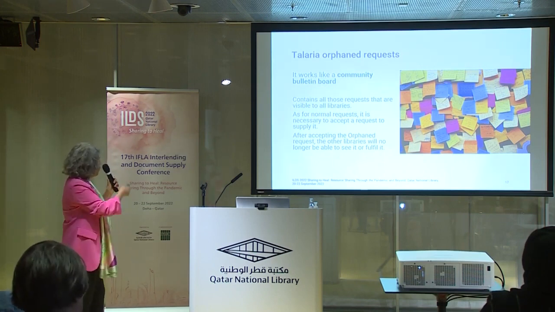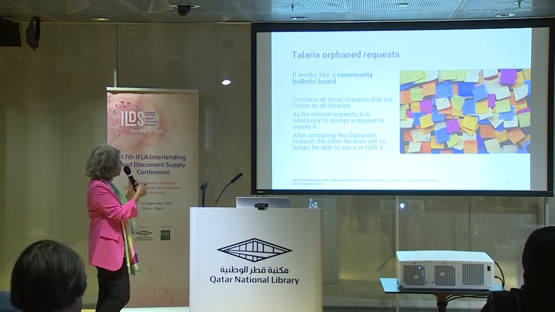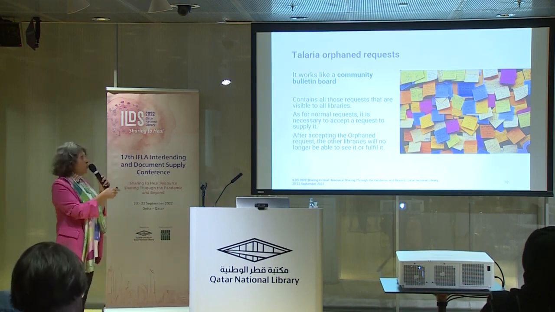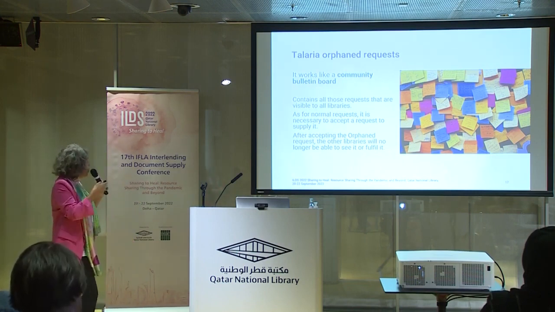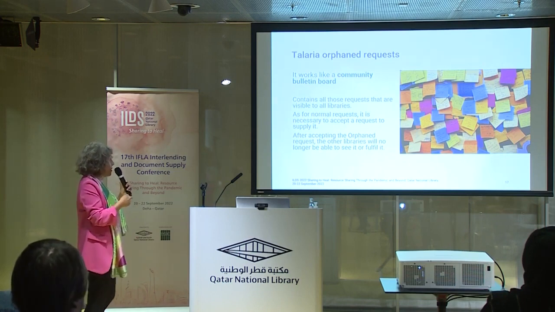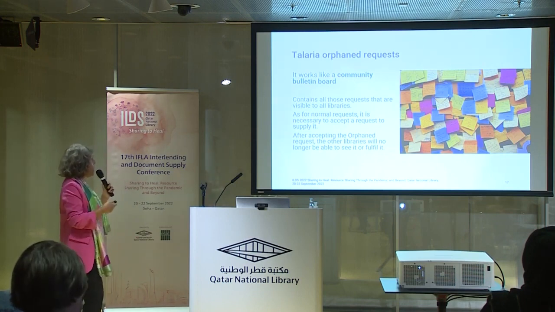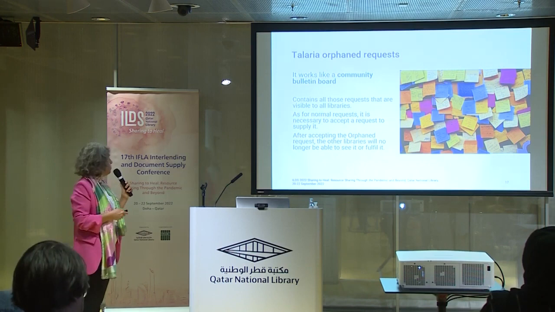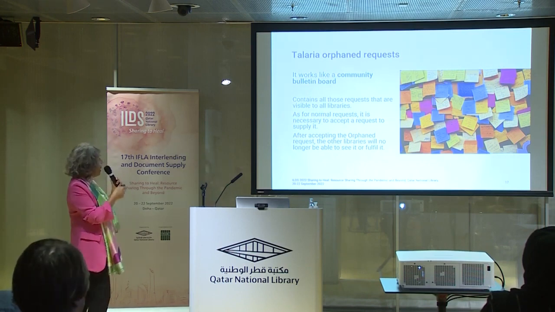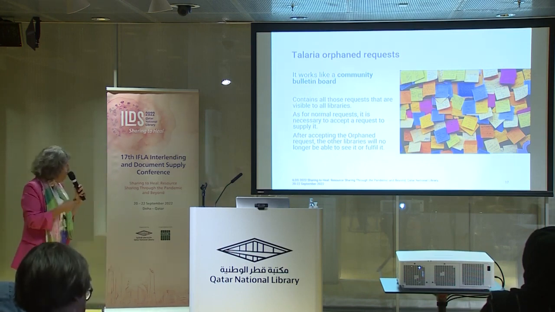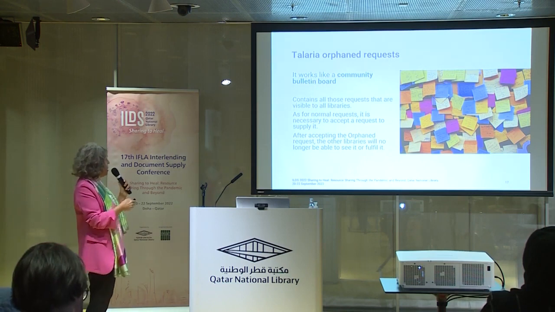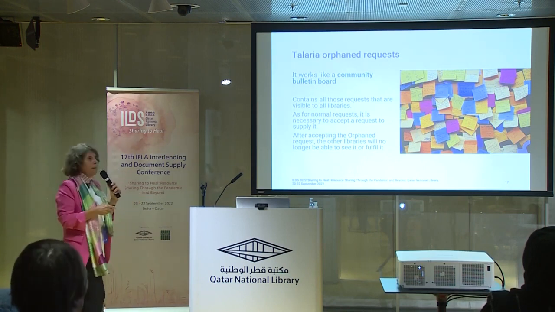So the orphan request will contain all those requests that are visible to all libraries. As for normal requests, it is necessary that a library accepts the request to supply it. And after one library has accepted an orphan request, the other libraries will no longer be able to see it or fulfill it.